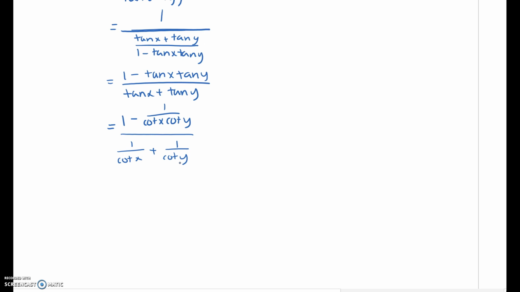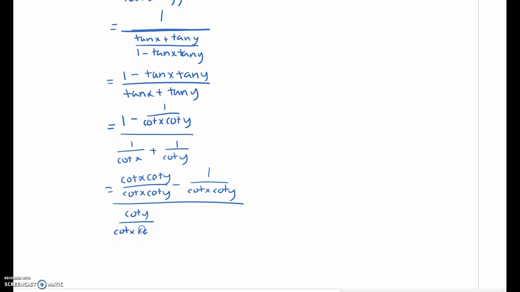Okay, so I have all these fractions that I need to deal with. I want it to be just one fraction, so common denominator for everything. So on the numerator, you have cotangent x cotangent y over cotangent x cotangent y, minus 1 over cotangent x cotangent y. All of that over cotangent y times cotangent x cotangent y, plus cotangent x over cotangent x cotangent y. All right, so this looks good because everything has the denominator of cotangent x cotangent y.